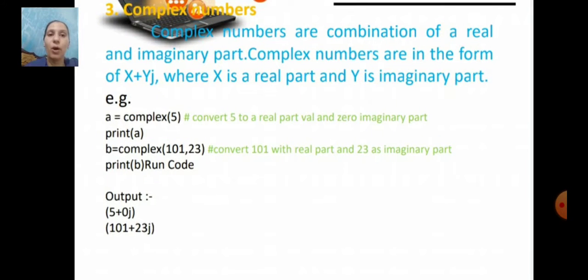Then we have the complex number. Complex numbers are combinations of a real and an imaginary part. Complex numbers are in the form x plus yj, where x is the real part and y is the imaginary part. For example, a equals complex of 5. It converts 5 to the real part value and 0 is the imaginary part. When you print this, you get the output 5 plus 0j. So these are the three types of numeric data types in Python.